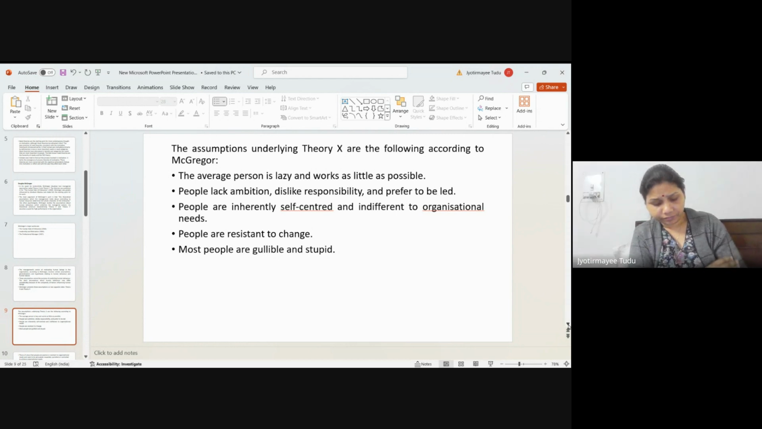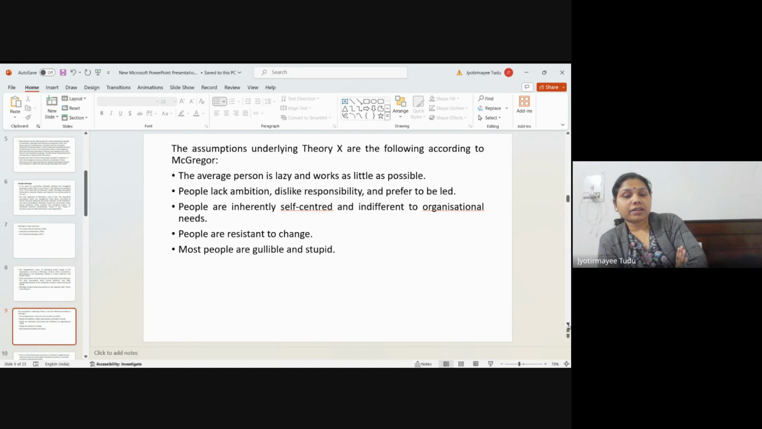As per theory X, people are not essentially ready to accommodate any kind of new changes in the organization, because they feel that it will impact their status quo position in society and in the concerned organization. At the same time, they dislike responsibility, so they are not really ready to take on new responsibilities, because reforms generally come with new responsibilities. And last, most people are vulnerable and stupid.